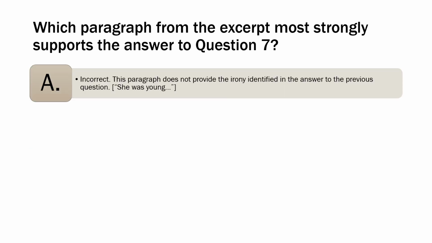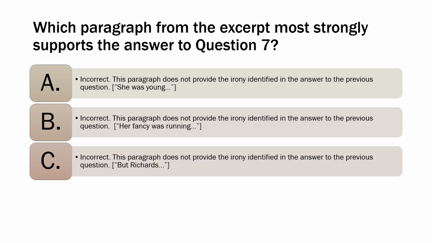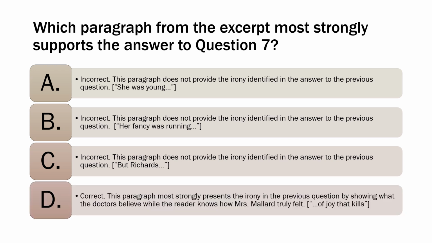A is incorrect. This paragraph does not provide the irony identified in the answer to the previous question. She was young. B, incorrect. This paragraph does not provide the irony identified in the answer to the previous question. Her fancy was running. C is incorrect. This paragraph does not provide the irony identified in the answer to the previous question. But Richards. D is correct. This paragraph most strongly presents the irony in the previous question by showing what the doctors believe while what the reader knows how Mrs. Mallard truly felt, of joy that kills.